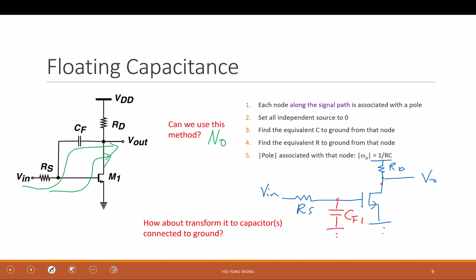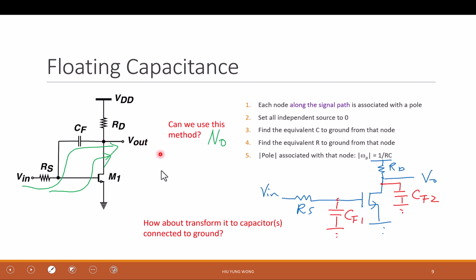CF1, CF2. So basically I'm saying, can I transform this circuit to this and find the pole? Obviously this circuit and this circuit are not the same. I'm not saying that if I split it I get the right circuit. They are not the same. They probably don't have the same gain, and they don't have the same function. However, I want them to have the same pole.